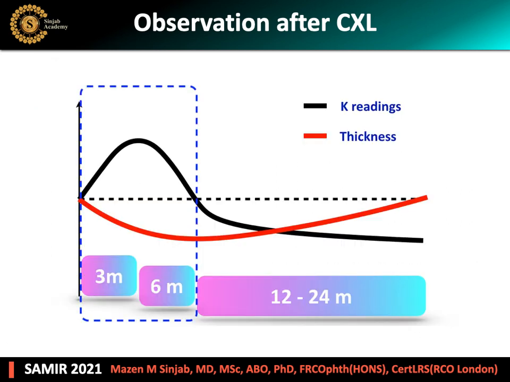So we can see that during the first 6 months post corneal cross-linking, the changes in the K max and the changes in the thickness will be very similar to progression of ectatic corneal diseases. Therefore, during the first 6 months, you cannot make a decision whether there is a failure of corneal cross-linking and whether there is a progression of keratoconus. You have to start your observation just after 6 months of corneal cross-linking.